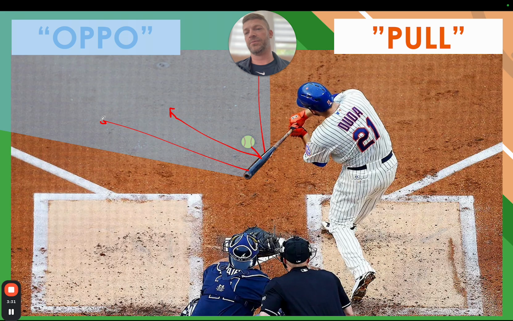So that ball might bounce this way. It might bounce this way. It might go really far. But it's going to go in this general direction. We call it the opposite direction. So this is swinging a little bit late. That's what our last slide said.